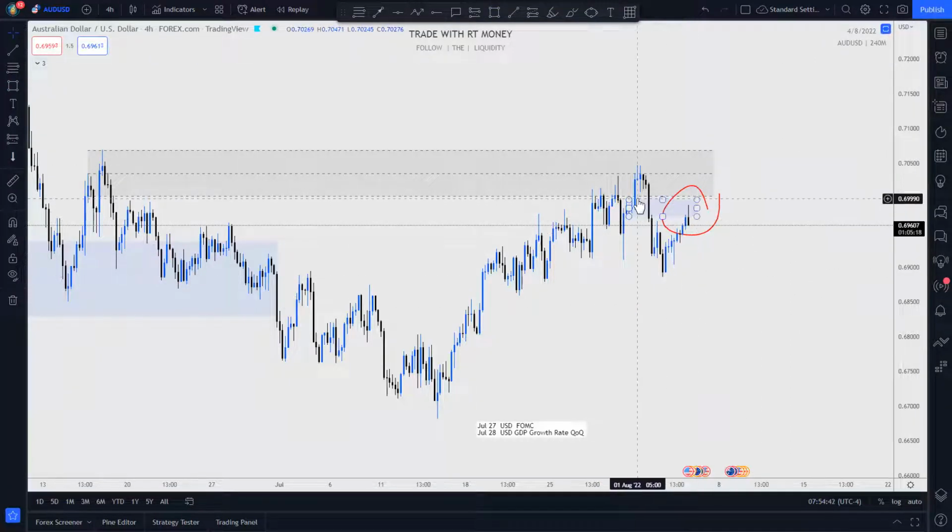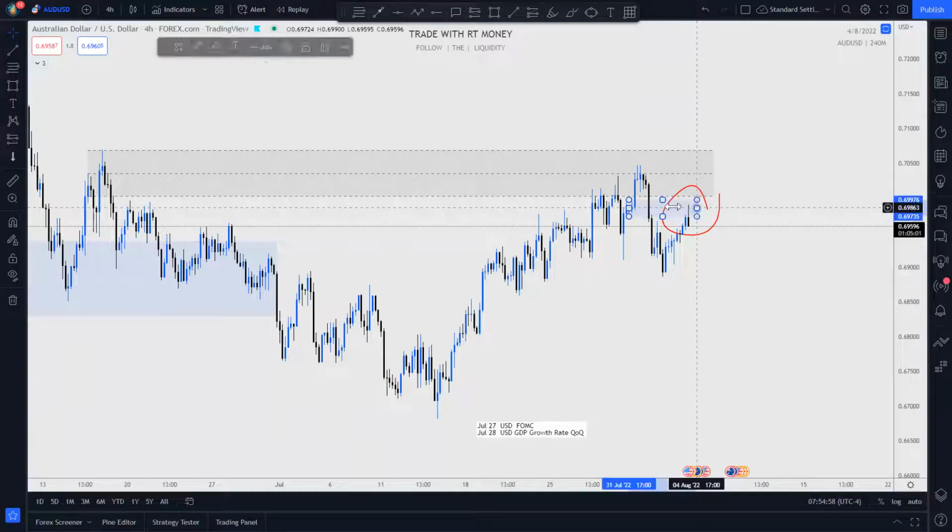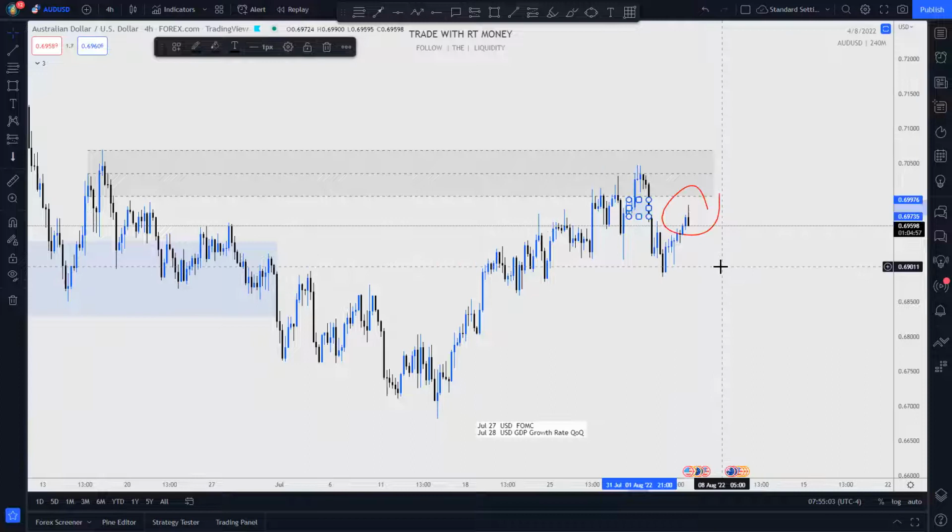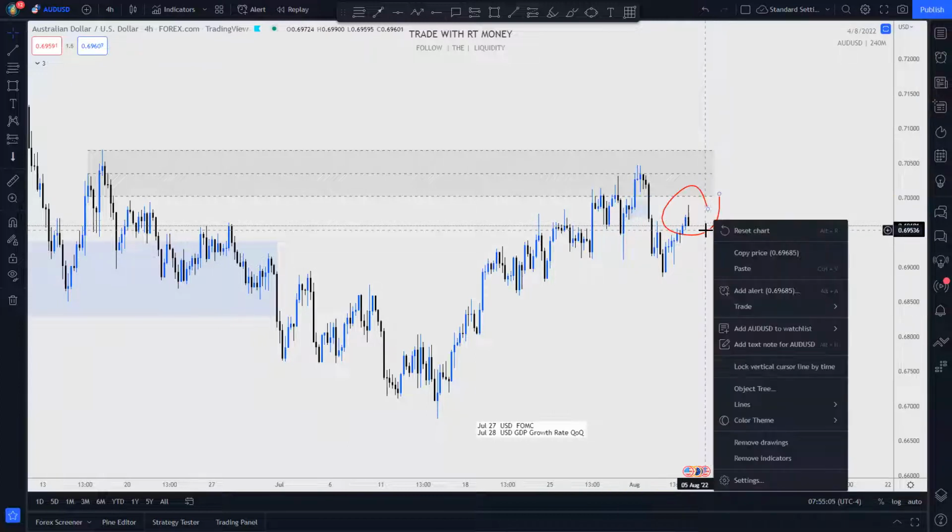I would have liked it to come all the way up here, but you can't get everything you want. So this is where you would start looking for a short. If you want to be safe, you put your stop loss over here. Always put your stop loss above the zone, above the order block in which you enter. That's the way I do it anyway.